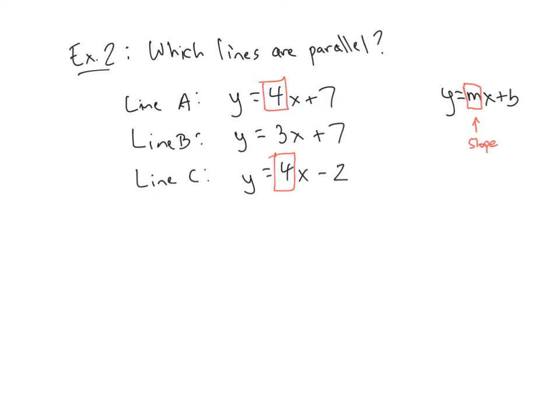So taking a look at our slopes, line A and line C both have a slope of 4. So since line A and C have the same slope, lines A and C are parallel.